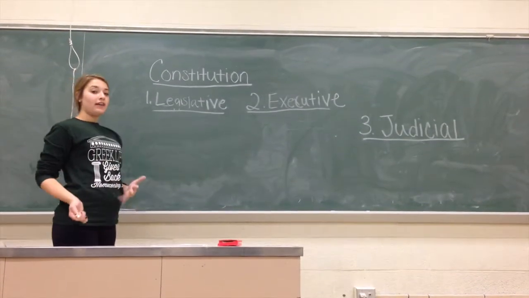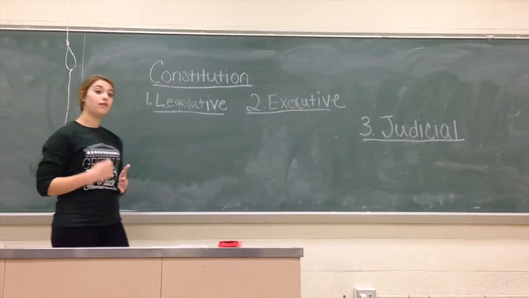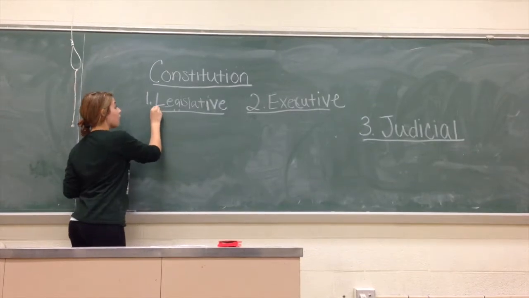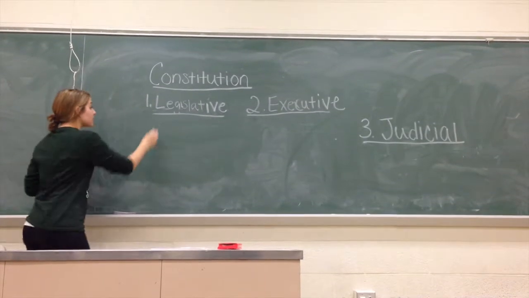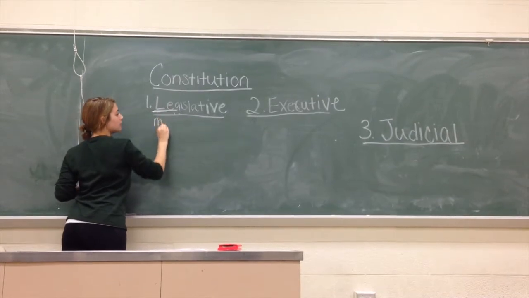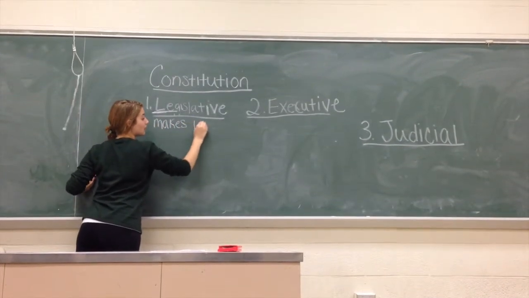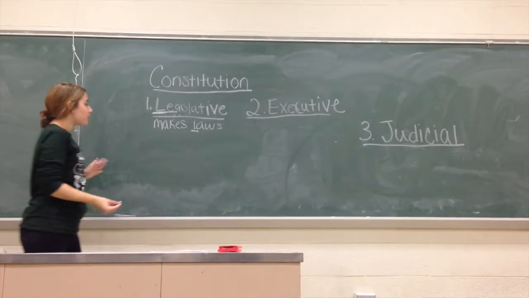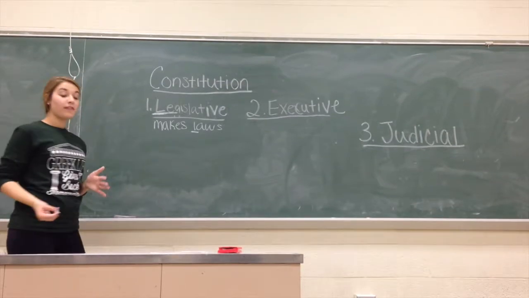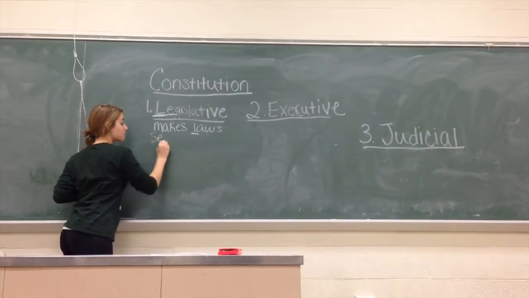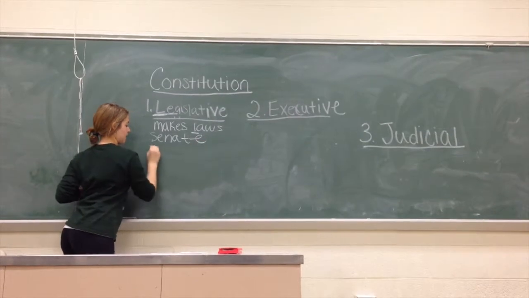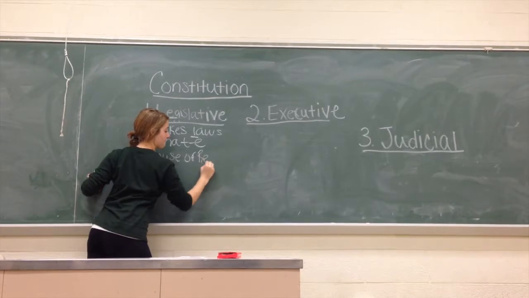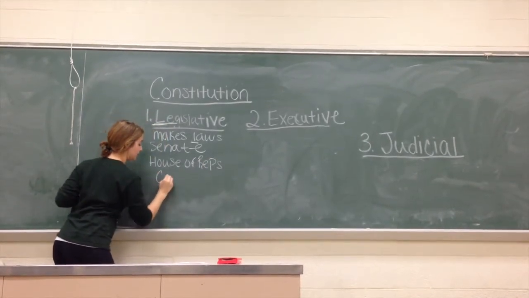Before we start talking about it, does anybody have any ideas of what the legislative branch does? Well, the easiest way for me to help you memorize it is that legislative, L, means makes laws. So L, easy. The three key actors in the legislative branch are the Senate, House of Representatives, and Congress.